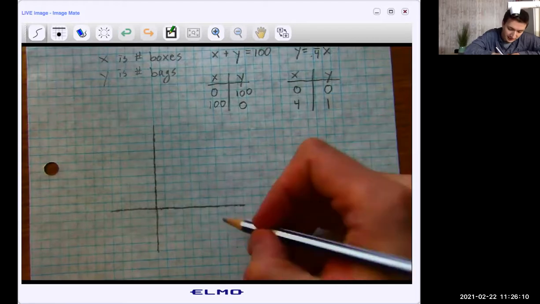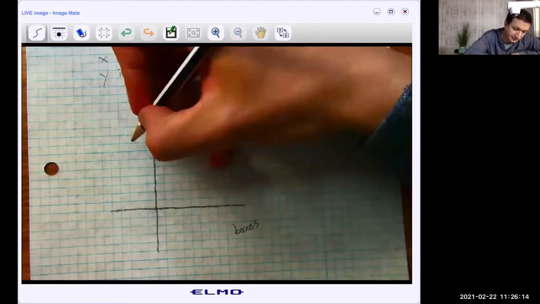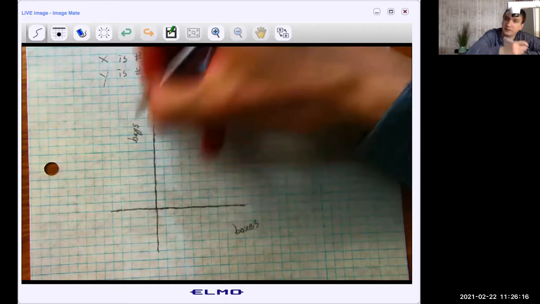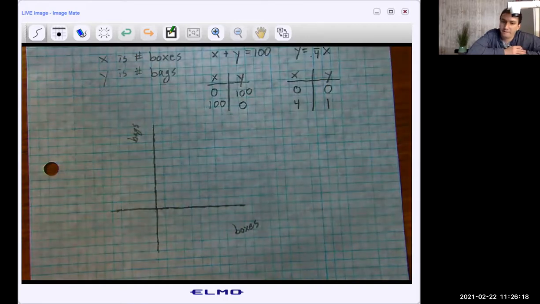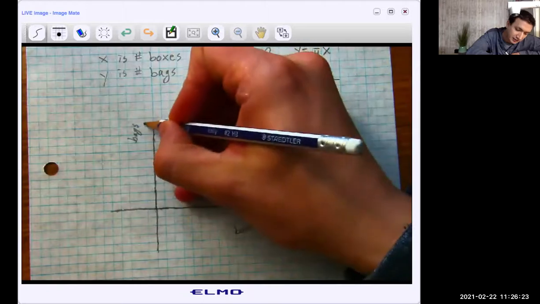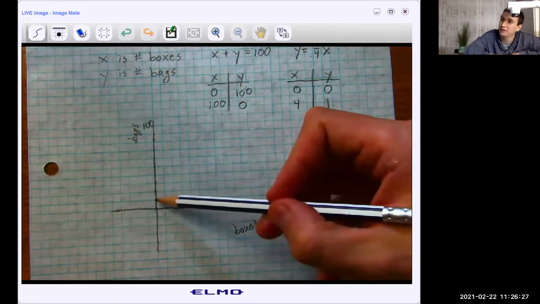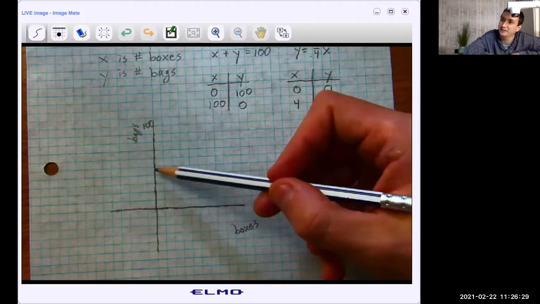You know what? We said x was boxes, so let me just write boxes down here. And y was bags, so I'm going to write bags over here. And then to fit the standard form on the graph, I need to put 100 up here at the top. So that means all of my grid marks are going by tens.